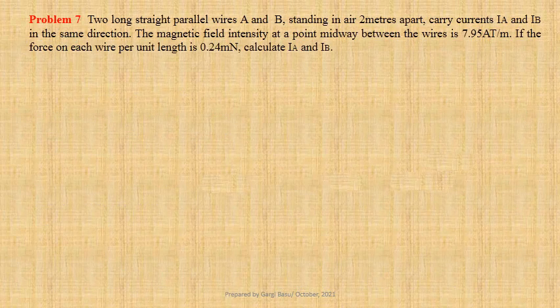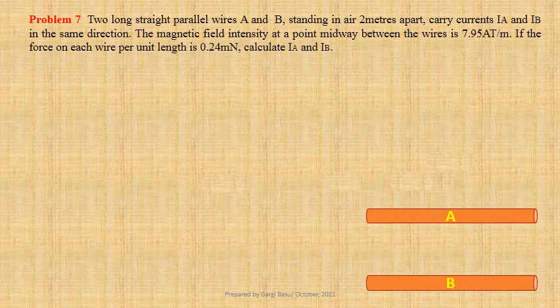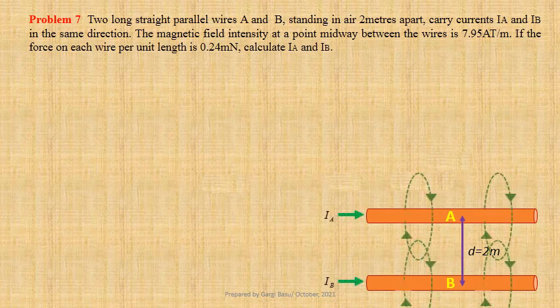Two long straight parallel wires A and B standing in air 2 meters apart carry currents IA and IB in the same direction. The magnetic field intensity at a point midway between the wires is 7.95 ampere turns per meter. If the force on each wire per unit length is 0.24 millinewton, we have to calculate values of IA and IB. Let us first write down the given data.